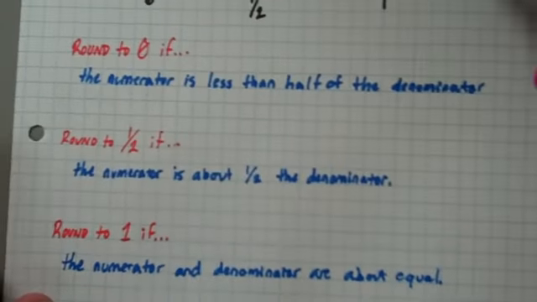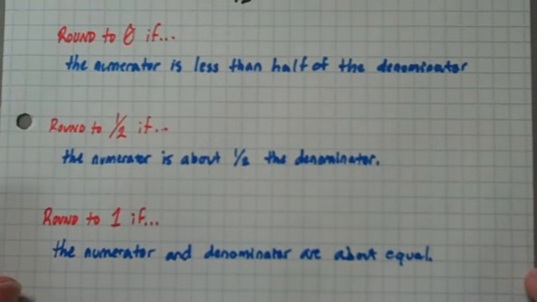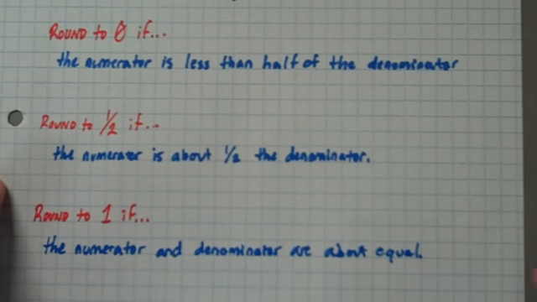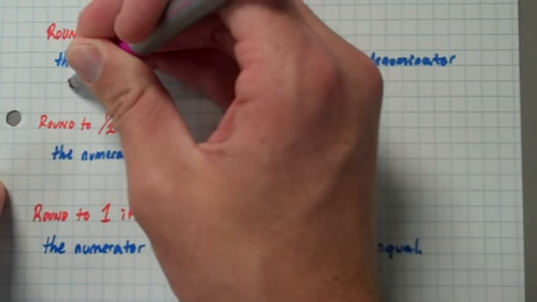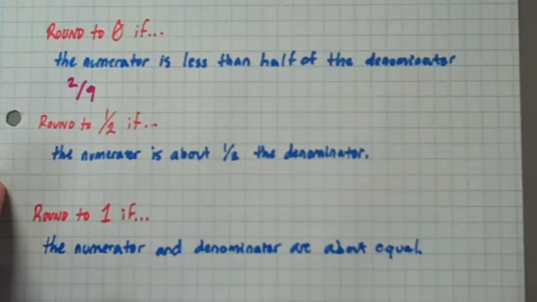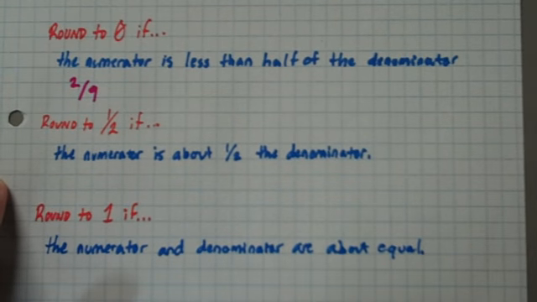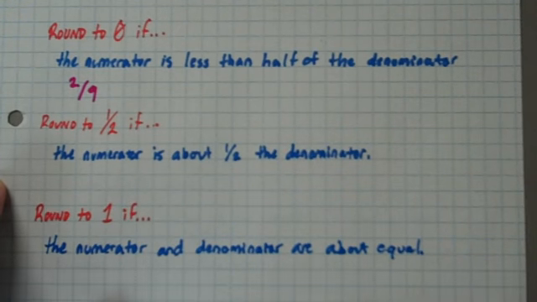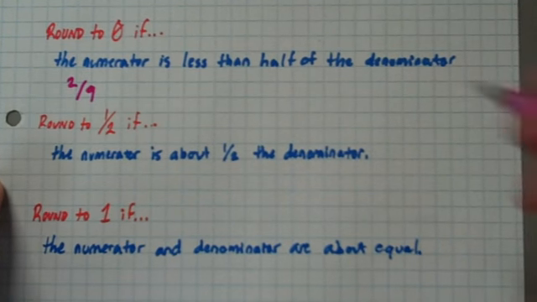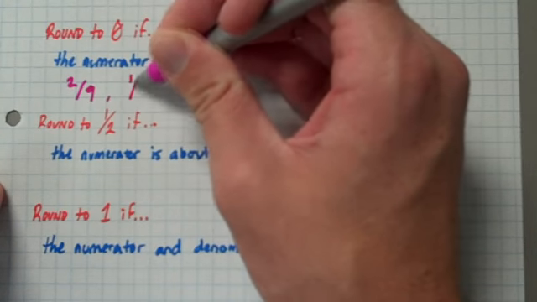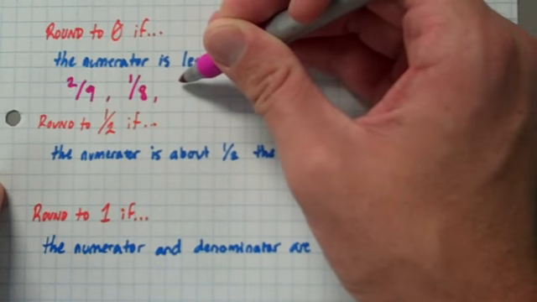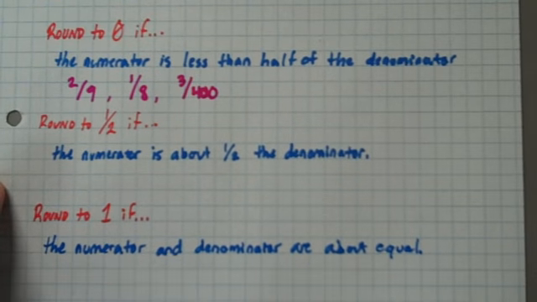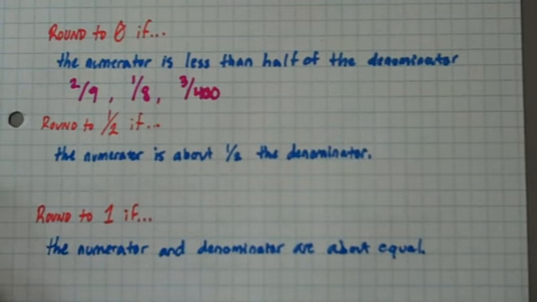The general rule of thumb is, when adding and subtracting, we want to round to 0 if the numerator is less than half of the denominator. When I say things like that, I mean like 2/9. Half the denominator there would be 4.5, so 2 is less than that. Basically, if the numerator is much, much smaller than the denominator, you round it to 0. Another example would be 1/8, or maybe something like 3/400. Those are all examples where I would round to 0.